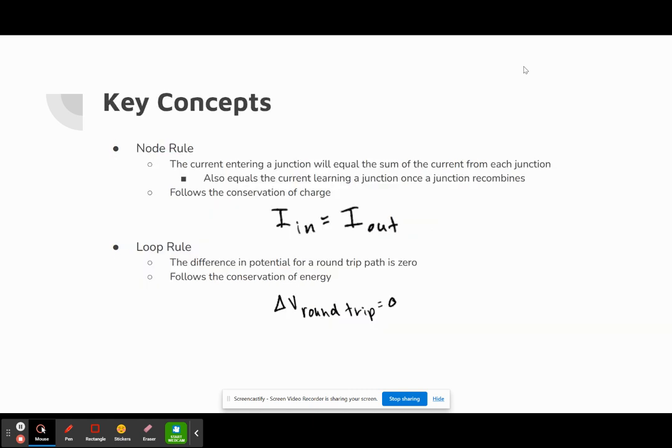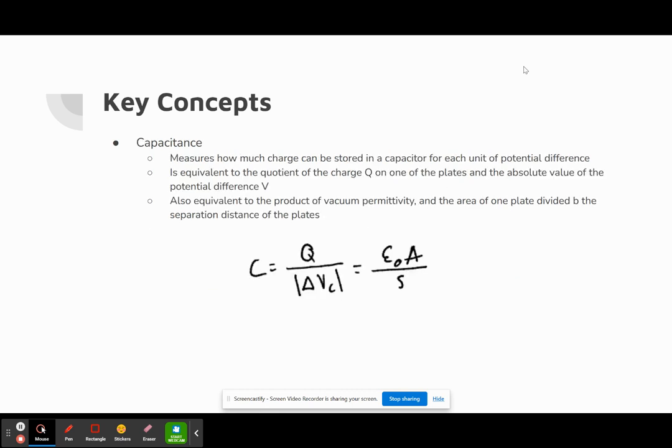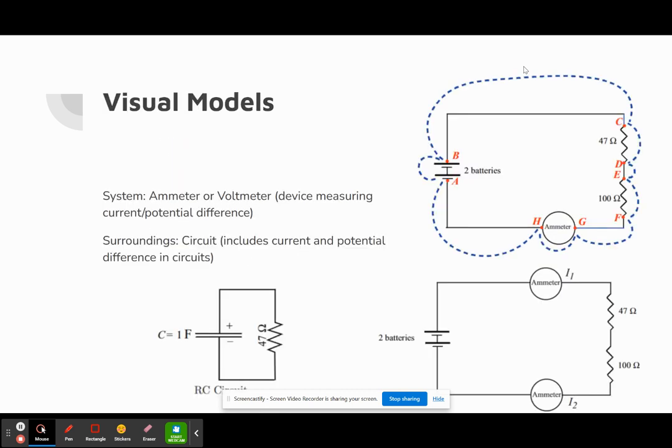Some of our key concepts are the node rule, that our current in is equivalent to our current out, and our loop rule, which is that the difference of potential for a round trip path is zero. These both follow the conservation of energy. Another key concept was electrical resistance, and another key concept was capacitance.